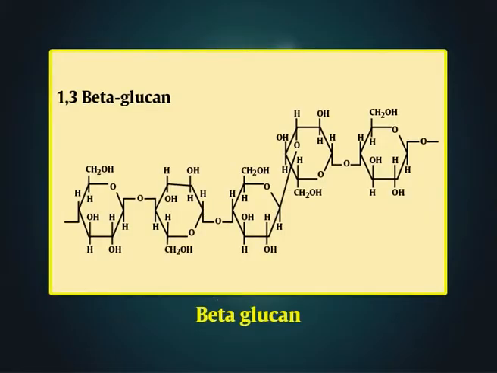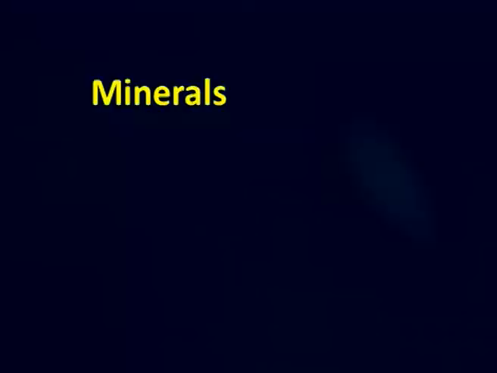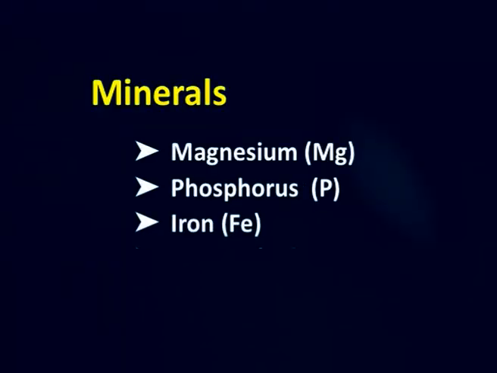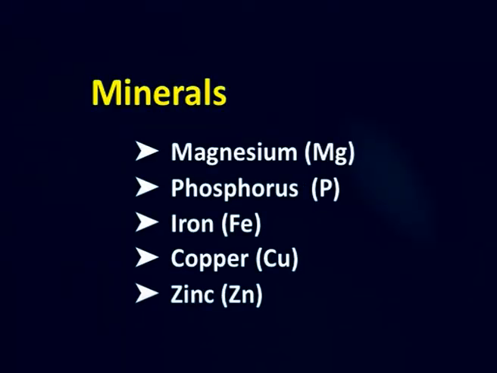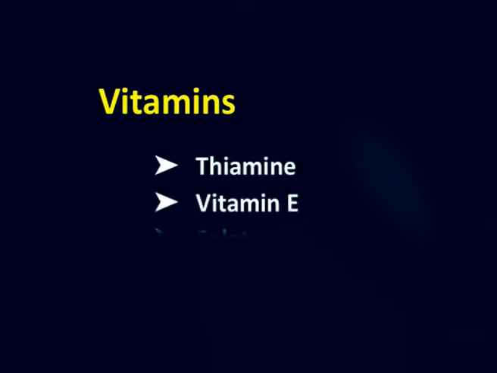Oats also contain a significant amount of dietary fiber, and this soluble fiber, which is composed mainly of beta-glucan, is known as oat gum. Oats also contribute significant amounts of dietary minerals like magnesium, phosphorus, iron, copper and zinc, and vitamins, thiamine, vitamin A, folate and niacin.